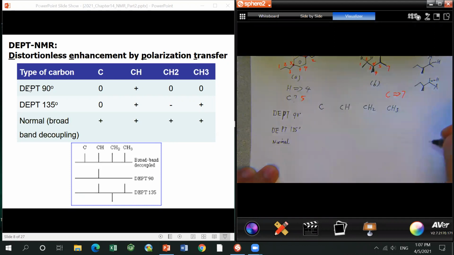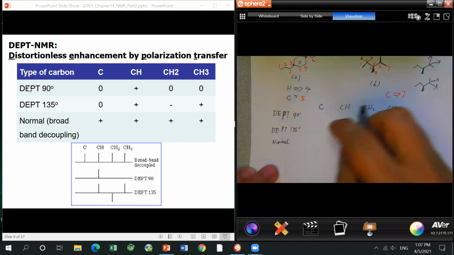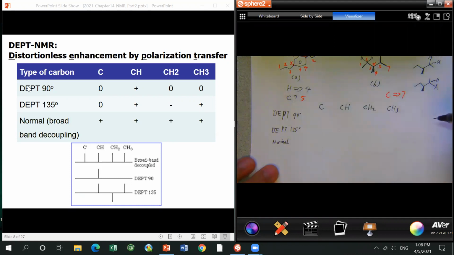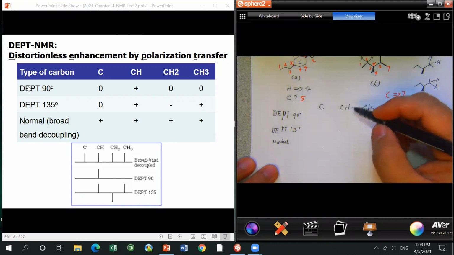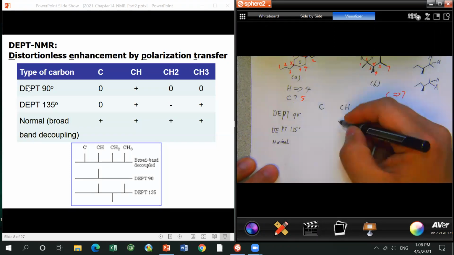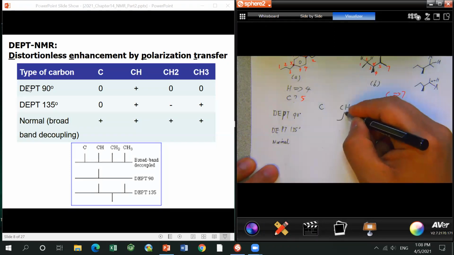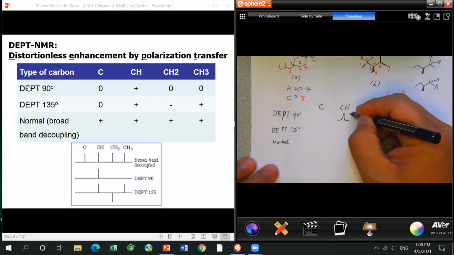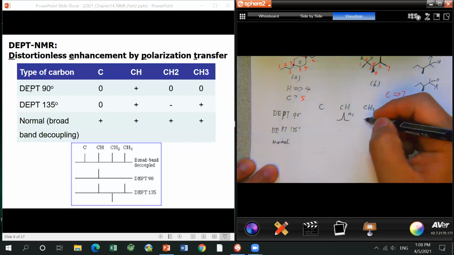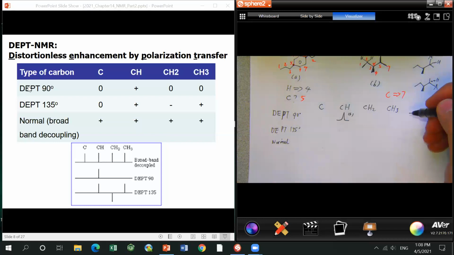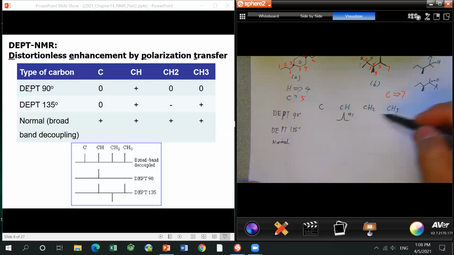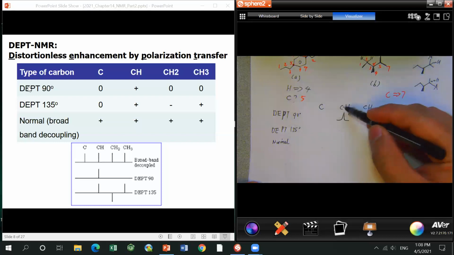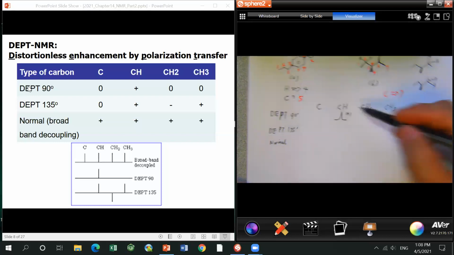All right, so what kind of signal should you see on the DEPT? For CH, only one hydrogen on the carbon, you should see a positive signal in the DEPT 90, okay. I use a plus indicator for positive signal. Quaternary, secondary, and primary carbons cannot show a signal on the DEPT 90. Only the tertiary carbon, with one hydrogen attached, shows up.